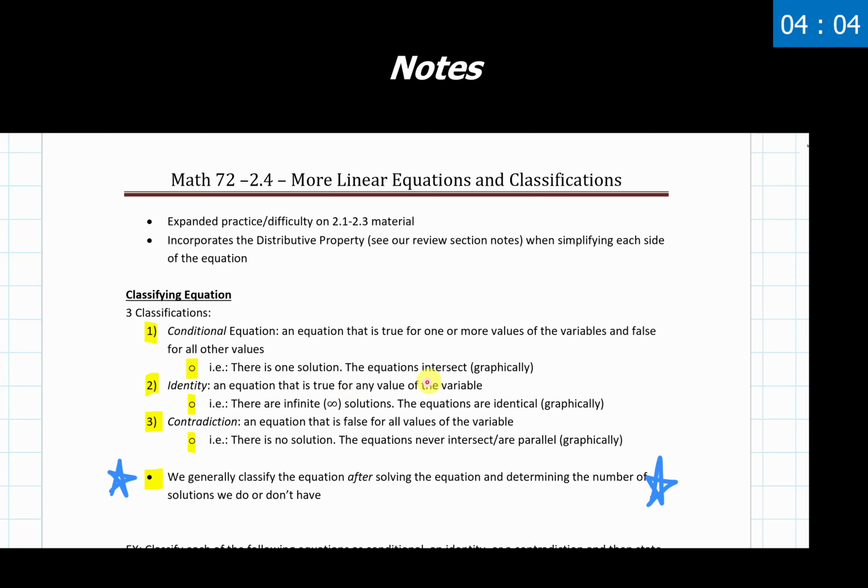We'll take a look at what these equations look like graphically here. This is also something where the equations will intersect at exactly one point. So they cross each other in some way, shape, and form at some point on the graph. We then have the identity equations.